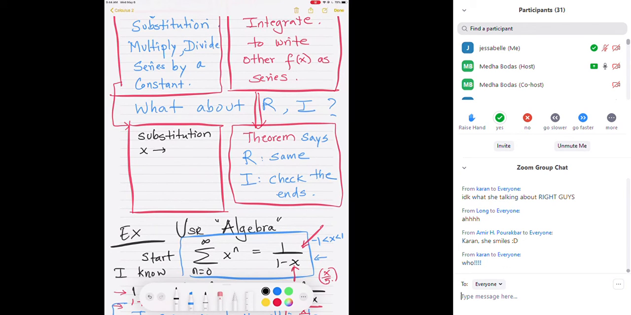So I want everybody's attention now. In the substitution, and when I say substitution, what am I talking about? I'm talking about this geometric series, 1 plus x plus x squared and so on. If I replace x by x over a, where a is a constant, what is the interval of convergence of this series? For the original it is -1 to 1. When you replace x by x over a, what will the interval of convergence be?